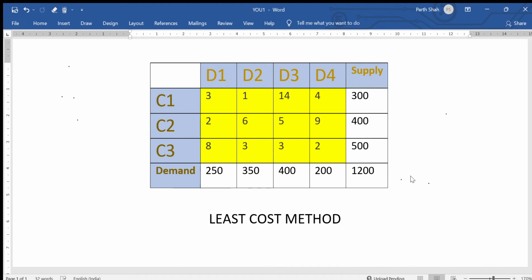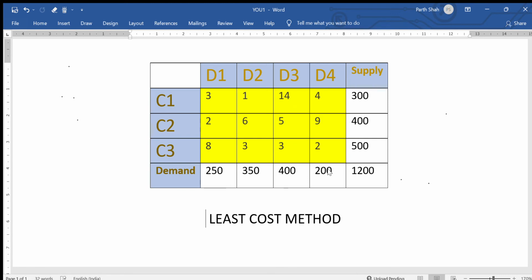So, as you know, guys, this D1, D2, D3, D4, we'll take the same question that we took in the previous one, the northwest corner cell method. The question is similar. D1, D2, D3, D4 are destinations 1, 2, 3, 4. C1, C2, C3 are companies 1, 2, 3. Company 1 has a supply of 300, company 2 has a supply of 400, C3 has 500, and similarly, destination 1 has a demand of 250, D2 has a demand of 350, D3 has a demand of 400, and D4 has a demand of 200.